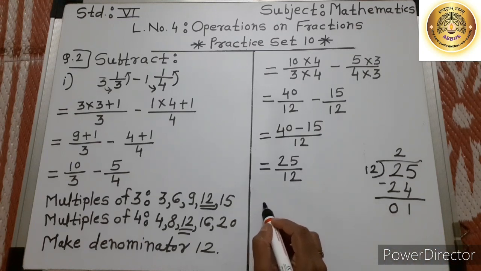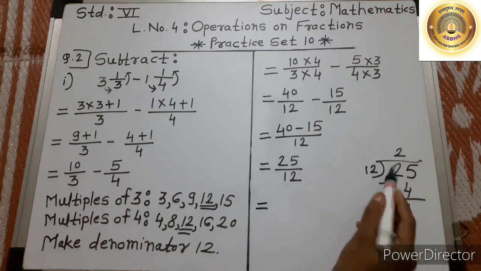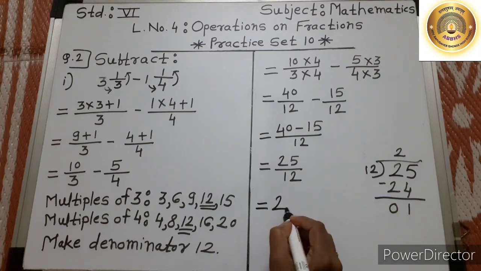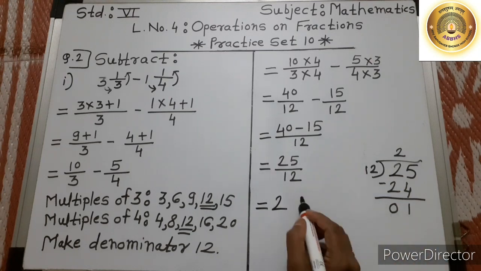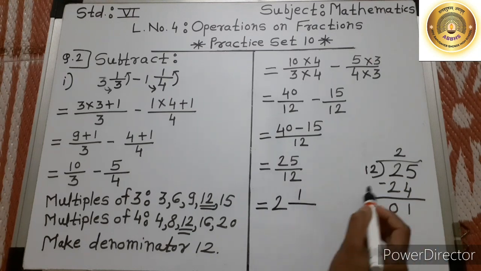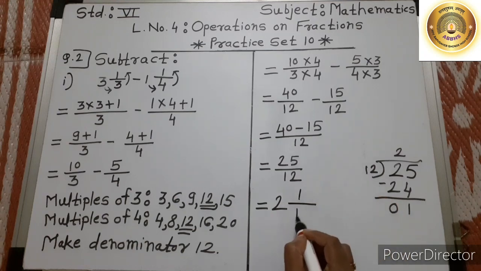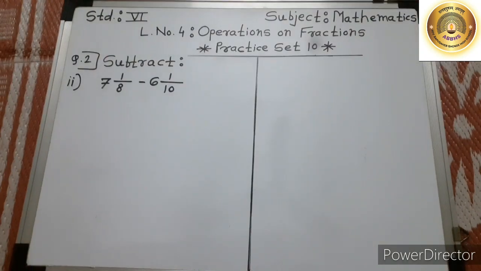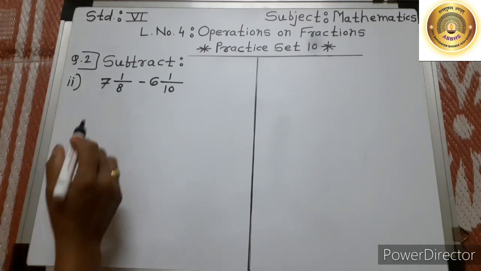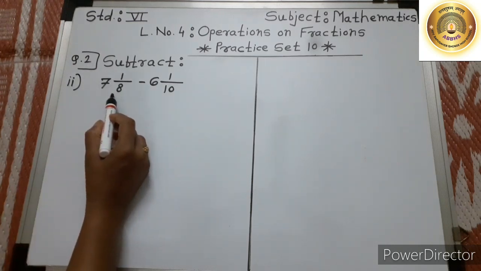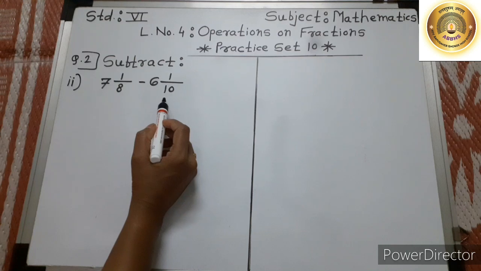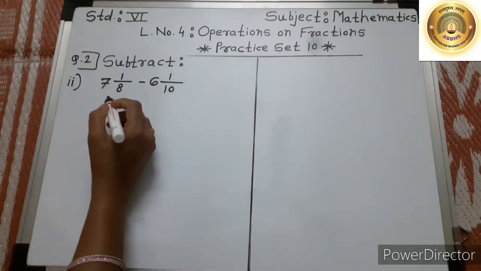Write the answer as a mixed number. Quotient is the whole number. Remainder 1 is the numerator. And divisor 12 is the denominator. So your answer is 2 and 1 upon 12. Now moving on to the next example, 7 and 1 upon 8 minus 6 and 1 upon 10.